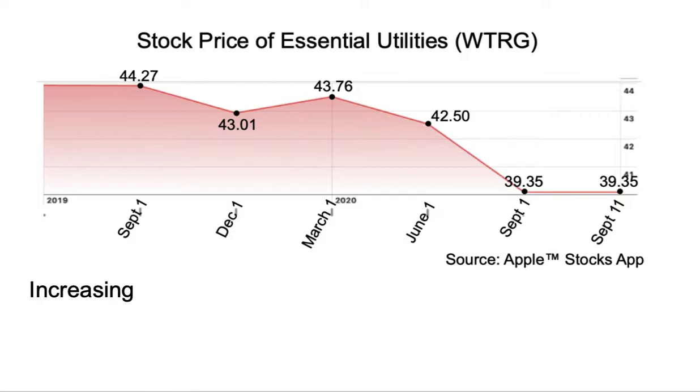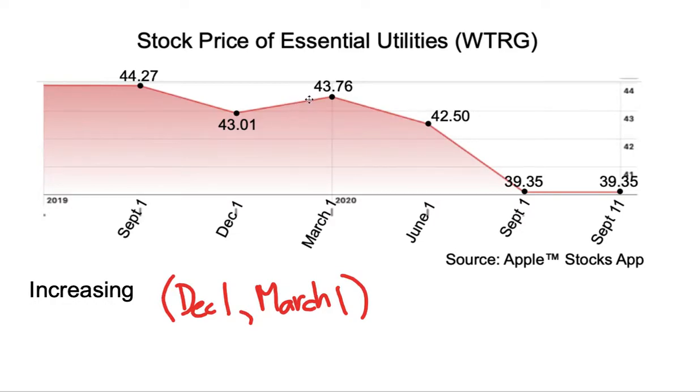If we look carefully, we can see that from December 1st until March 1st, the stock price increased. We would say that on the interval of December 1 to March 1, this function is increasing. Notice that when we list the interval for increasing, we are listing the input values, not the outputs. We are not saying that it is increasing from $43.01 to $43.76. No, we are telling you when it is increasing.